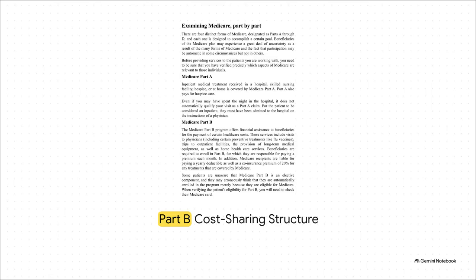Unlike Part A, which most people get premium-free if they've worked long enough, Part B comes with a strict cost-sharing structure. Beneficiaries are required to pay a monthly premium just to keep this coverage active, and they also have to meet an annual deductible before Medicare even starts paying its share.